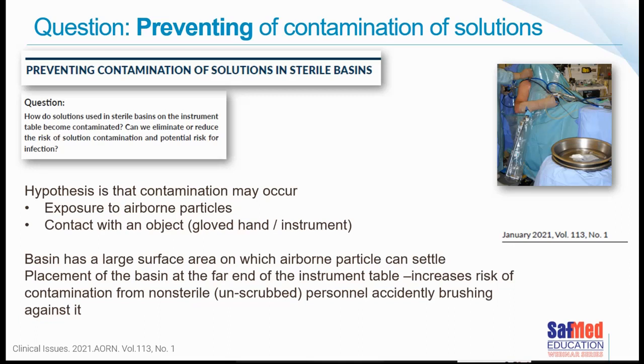The hypothesis is that the contamination can occur from exposure to airborne particles in the operating room, of course, and contact with an object like an instrument or a gloved hand. A basin has a large surface area, and that is a nice big area where airborne particles can settle. That makes good logical sense. And of course, the placement of the basin at the far end of the instrument table increases the risk of contamination from non-sterile, unscrubbed staff who could accidentally brush up against it. Again, logical conclusion.